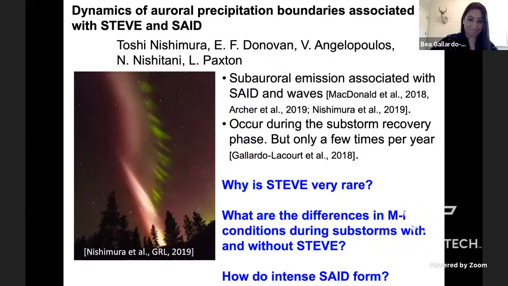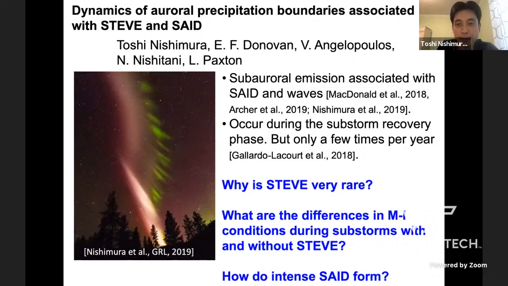Yes. I also enjoyed lots of talks and conversations going on in this nice session. And so probably we all now understand that STEVE is associated with intense SAID. We have also looked at Swarm high-resolution data to show that there are also waves going on STEVE field lines. They could be lower hybrid waves or kinetic Alfvén waves that could provide additional heating to the ionosphere.